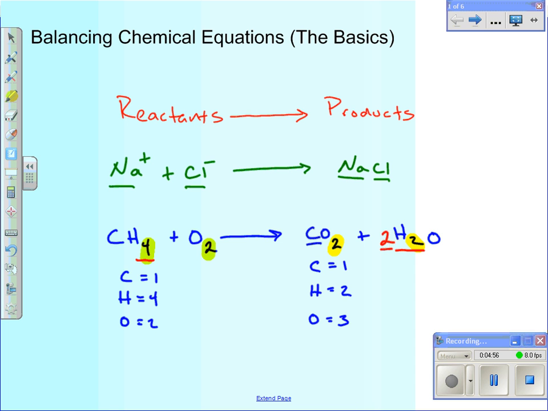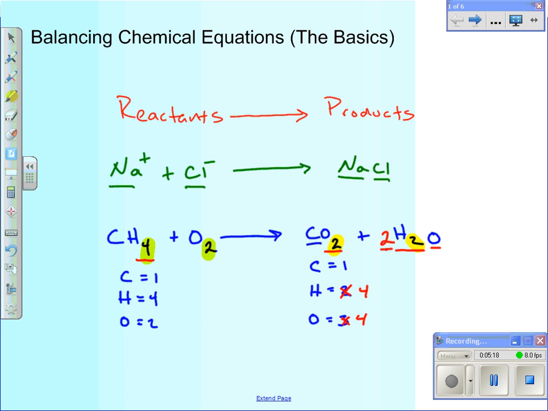In this case, I'm going to have 4 hydrogens, because 2H2 would give me 4. And I would have then 2 oxygens plus 2 more. I'd have 4 in this case. And where did I get that? 2 oxygens here plus the O2 from here. That's 4 oxygens in that case.